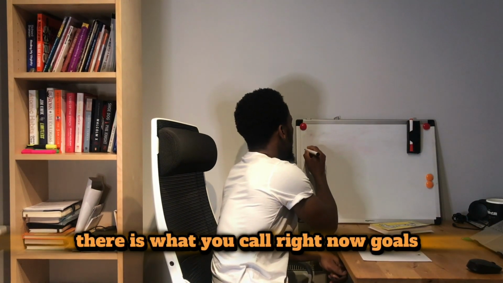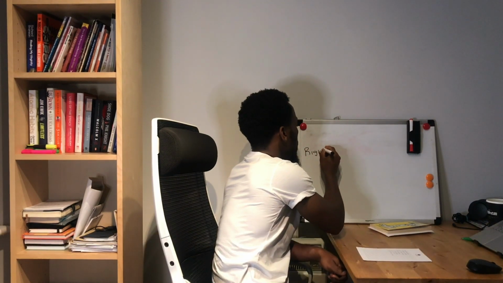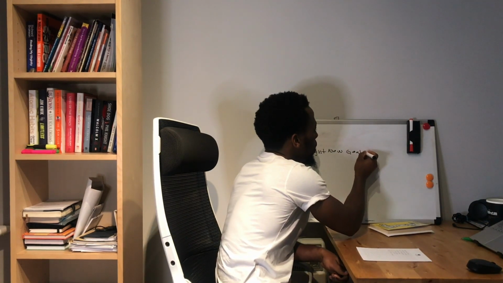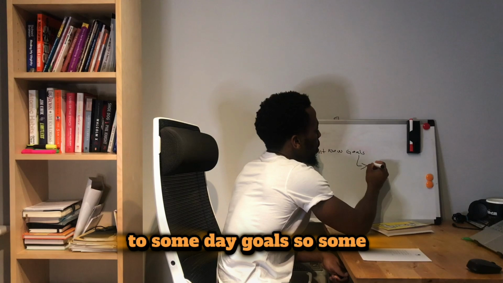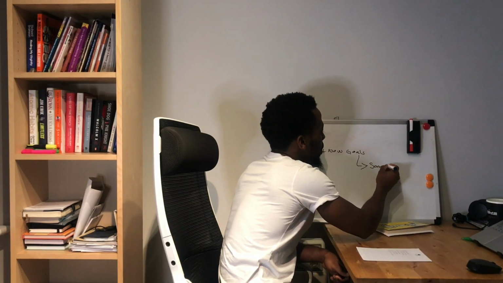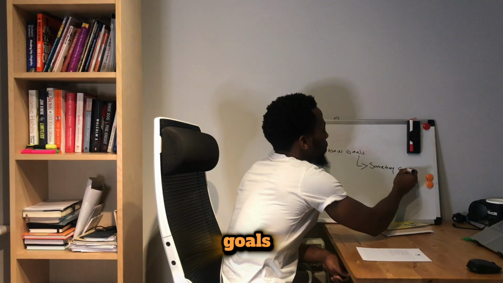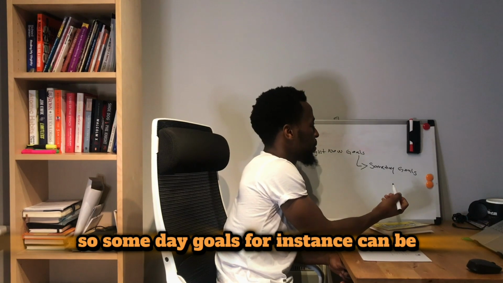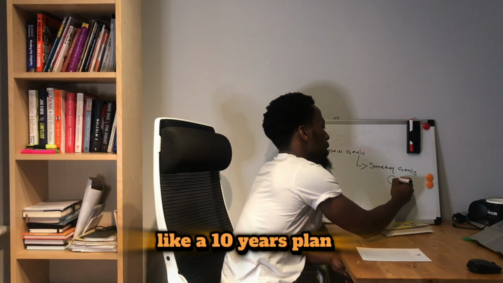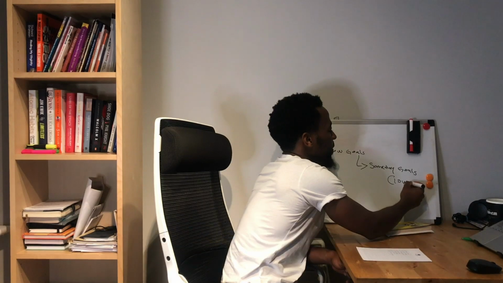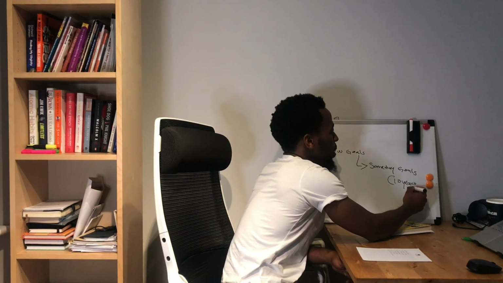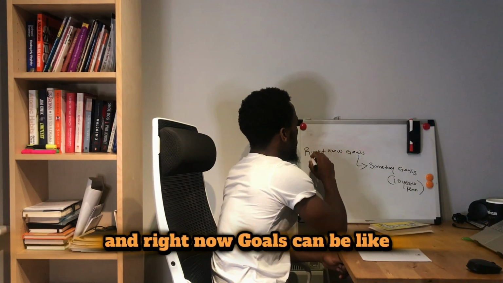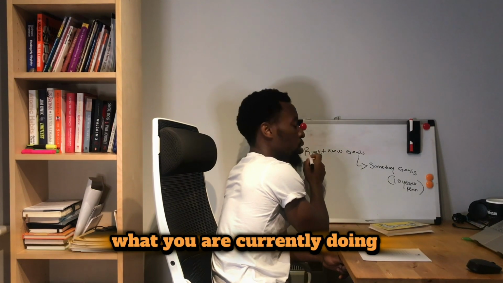So I'm going to start from the right now goals. There's what you call right now goals, to someday goals. So someday goals, for instance, can be like a 10 years plan. And right now goal can be like what you are currently doing.